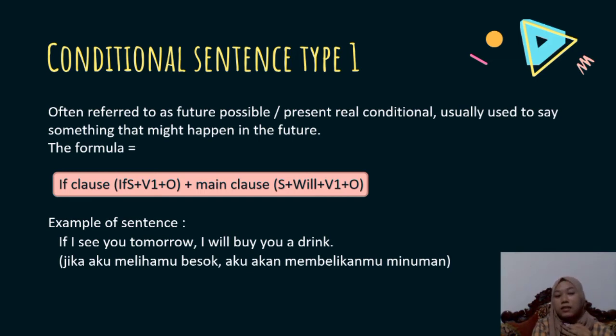And the formula is if clause include if plus subject plus verb 1 plus object, and then the main clause include subject plus will plus verb 1 plus object. And this is the example of the sentence. If I see you tomorrow, I will buy you a drink. This sentence means that there is still possibility that if the person speaking sees the person being spoken to tomorrow, the person speaking will buy him a drink.